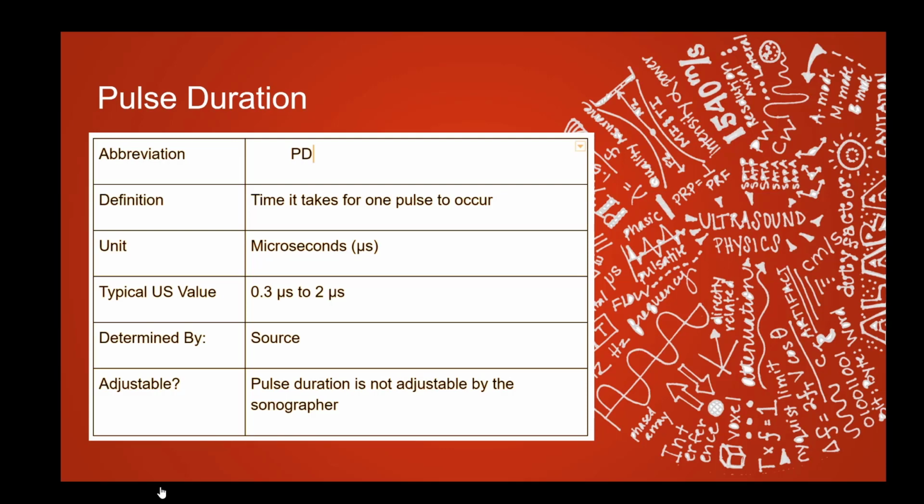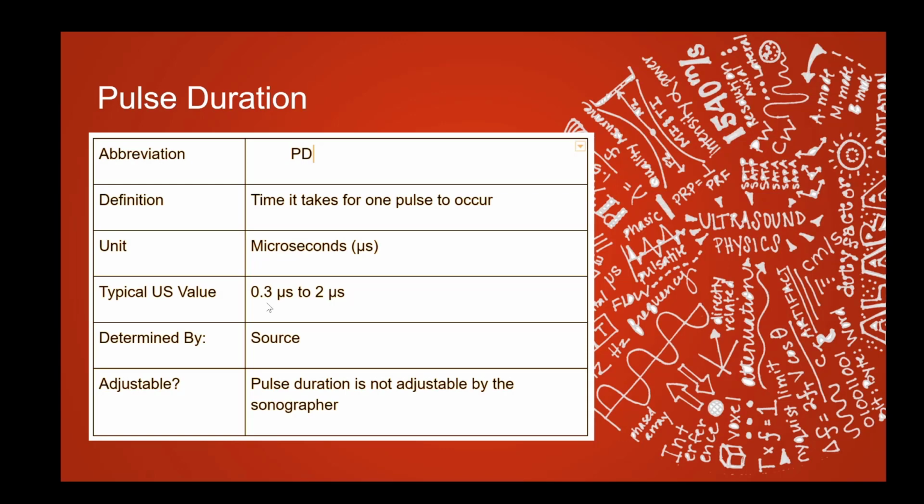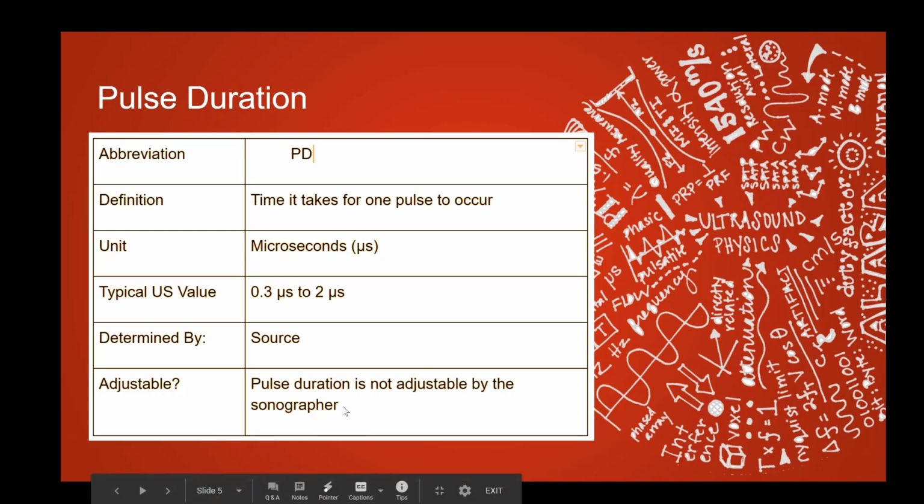Again, everything that we're doing in ultrasound is just so unbelievably fast that it's hard for us to even really conceptualize it, but it is in microseconds. A typical ultrasound value then will be 0.3 microseconds to 2 microseconds. And then this is determined by the source. So the machine is what determines the pulse duration, and I'll show you why in a second here. And pulse duration is not adjustable by the sonographer.